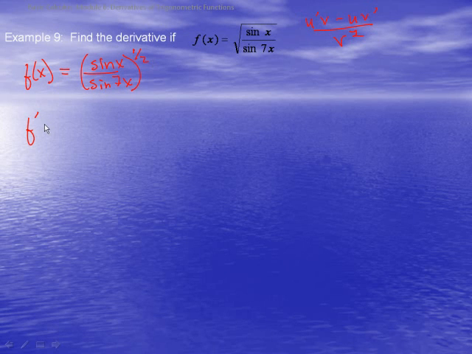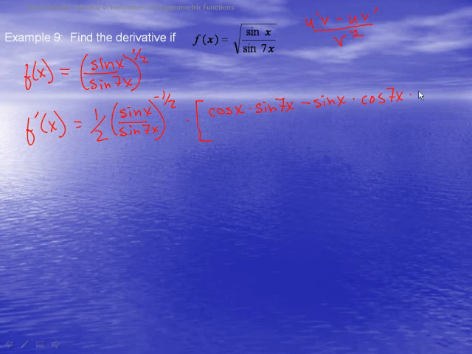So I'm going to first start off, in order to do my derivative, I'm going to do 1/2 of the inside, which is sine x over sine 7x. And then I'm going to subtract 1, so that'd be negative 1/2 times the derivative of the inside. Here comes the fun part, because we've got to use the quotient rule here. So the derivative of the first one is going to be cosine x times sine 7x minus u, which is sine x, times the derivative of the other one, which is cosine 7x times 7, because we have to take the derivative of the inside of that one, all over sine squared 7x.